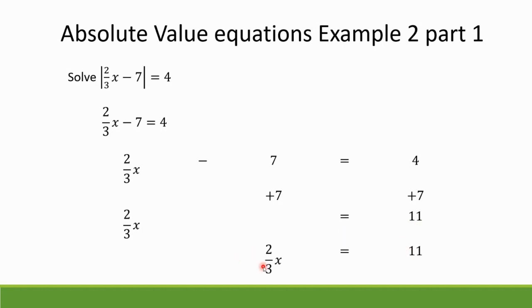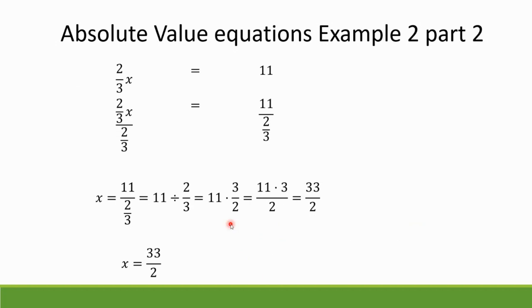But we don't want to leave this as 2 over 3 times x. We want x all alone. So what do we do? We divide both sides by 2/3. These cancel. And we're left with 11 divided by 2/3. That's not really the best way to leave it, so let's see if we can make it look better.